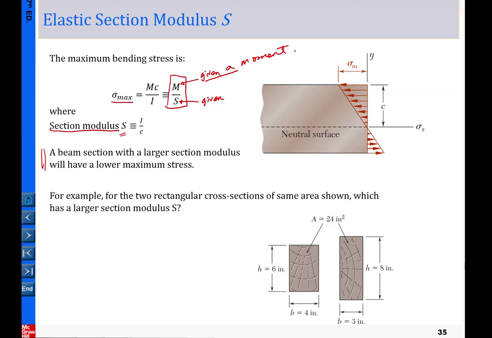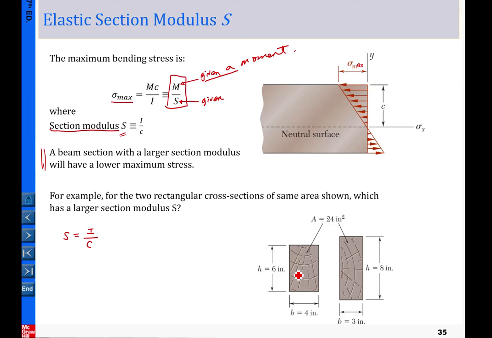So we can look at one example here. Consider two rectangular cross sections of the same area. This rectangle has the area 24 inches squared, the same as this one. And for this case, we want to know which one has a larger section modulus S, okay? So we know S equals I divided by C, okay? C is the distance, per this notation for this example, from the neutral surface to where the maximum stress occurs.